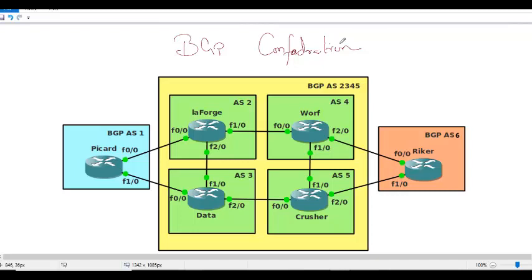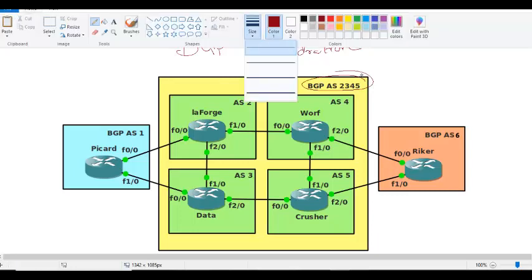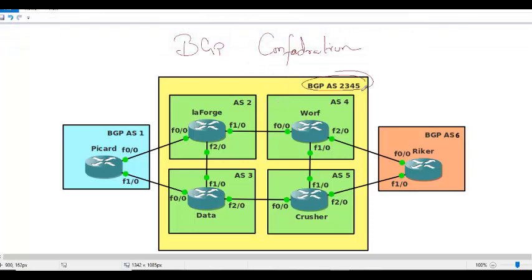What do you understand from this picture? You have AS inside AS. Look at this. This is the primary AS. This is the primary autonomous system number 2345, inside which you have secondary autonomous systems. This is Confederation.